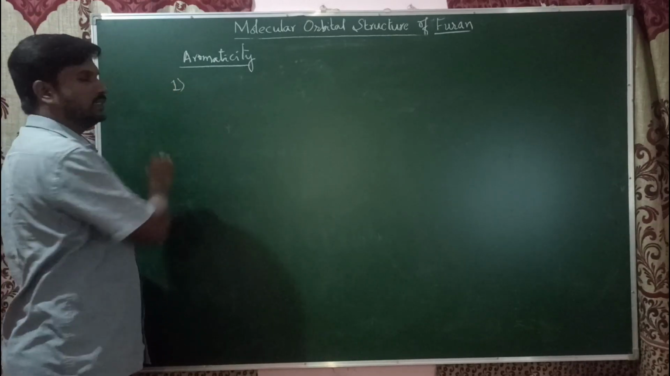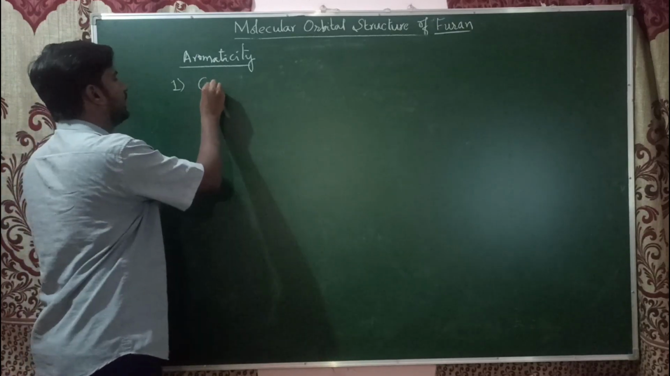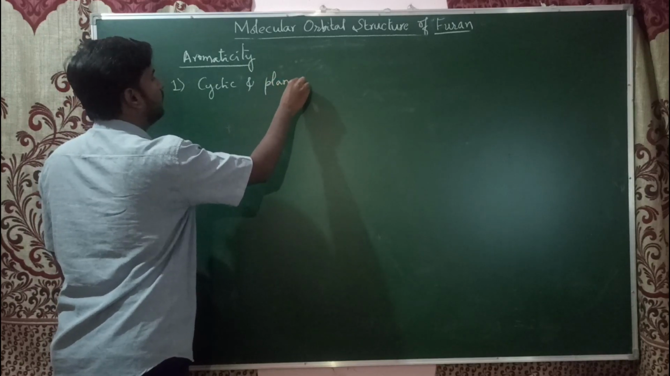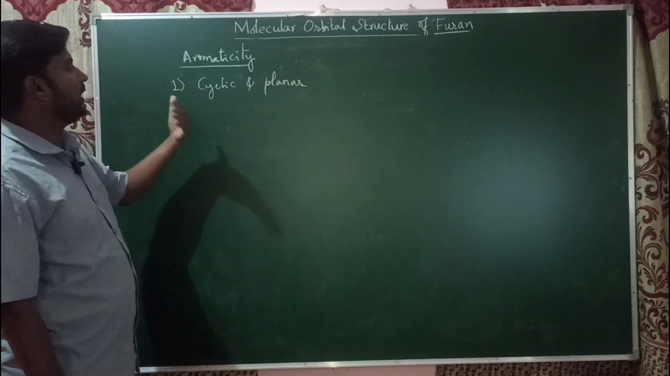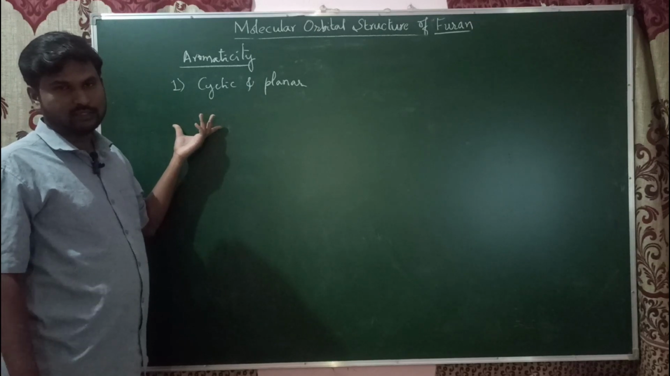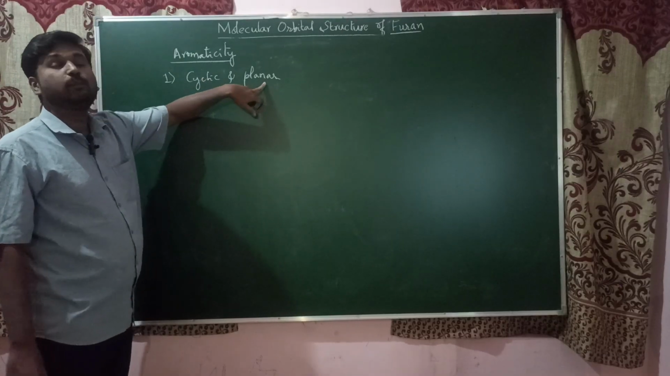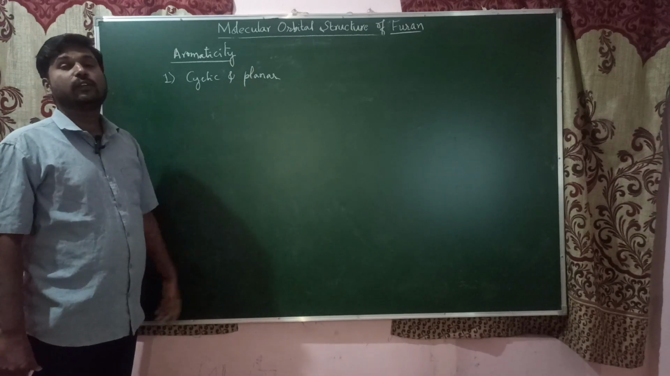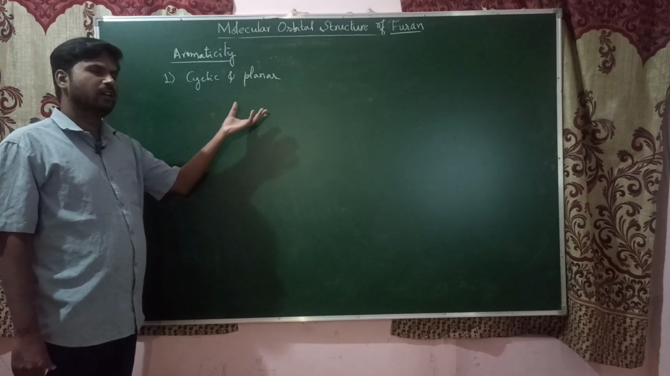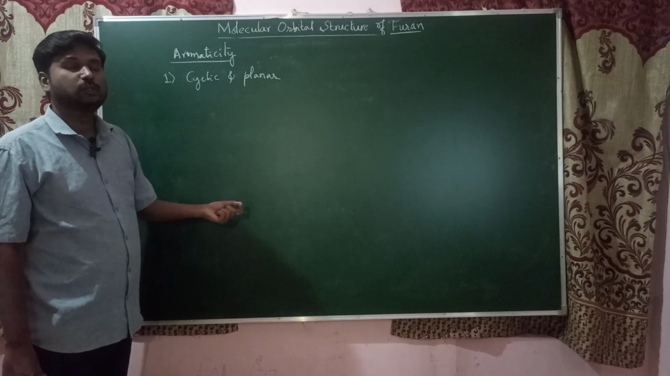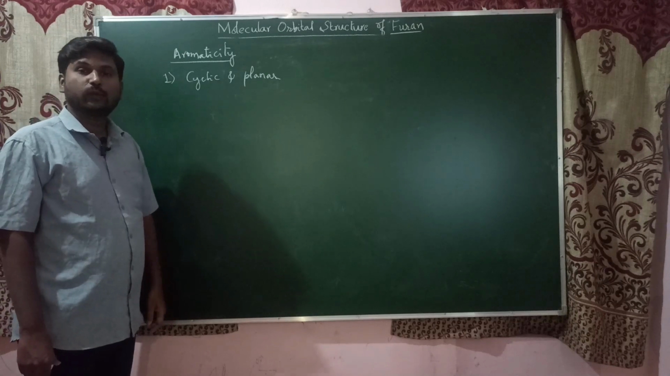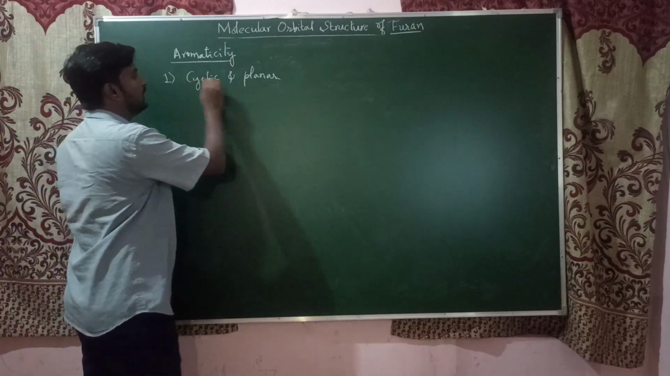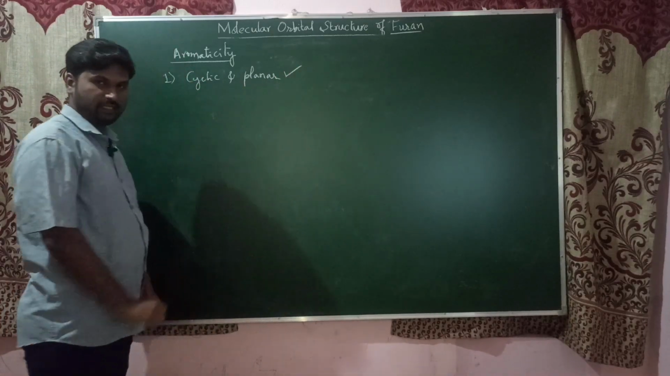The first criterion is that the compound must be cyclic and planar. In the case of furan, you know it is a ring structure. Ring means cyclic, so it fulfills the first one, and it is planar in geometry. As you saw in the molecular orbital structure, the carbon-hydrogen and carbon-oxygen atoms have all undergone sp2 hybridization. sp2 hybridization means trigonal planar geometry, so it is also planar in nature. So the first criterion is completely fulfilled.